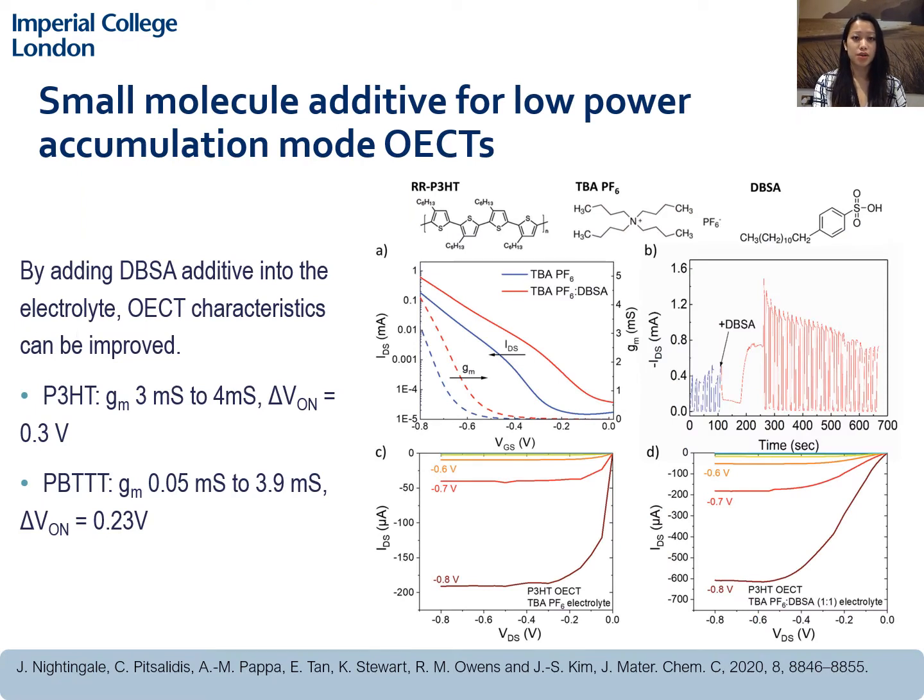Our other work has used this advanced structural probe for materials such as P3HT, PBTTT, and DPP-based polymers for accumulation mode OECTs. In this work, we showed that by adding DBSA in a 1-to-1 ratio with TVA-PF6 salt in the electrolyte, the OECT characteristics are improved. This includes transconductance values as well as V-on values and the drain current magnitude in particular. So actually for P3HT, I think this was the highest recorded transconductance at the time.